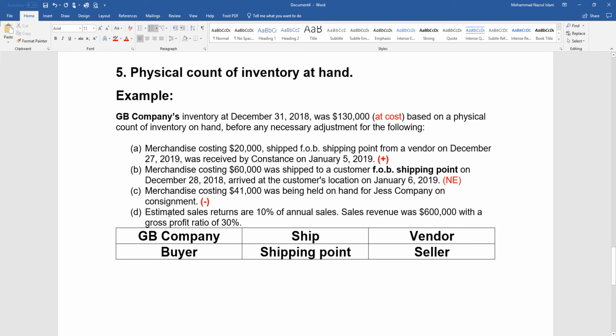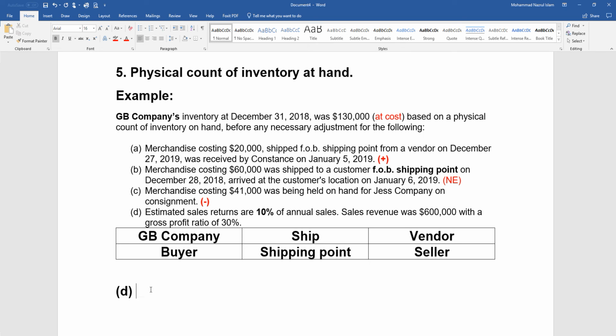And now estimated sales returns are 10% of annual sales. Sales revenue was 600,000 with a gross profit ratio of 30%. Oh, here is a trick. So how do we calculate this one? Think that this amount of inventory, meaning the 10% of cost price of sales, will be added in our inventory, meaning this amount of items will be returned and they should be added in our inventory. Okay, so now what should we do?